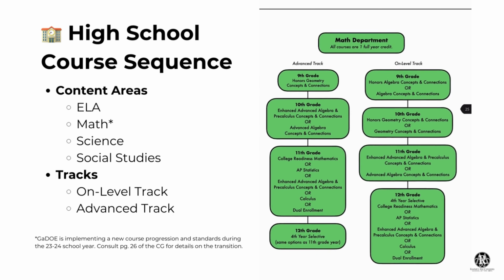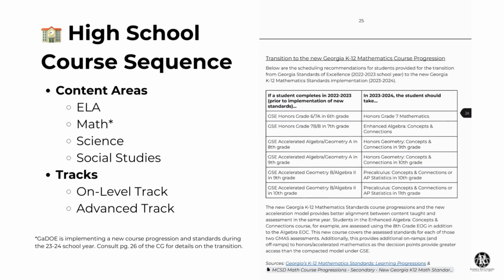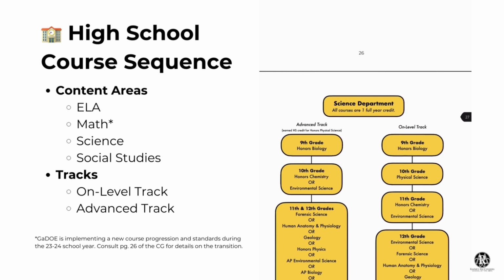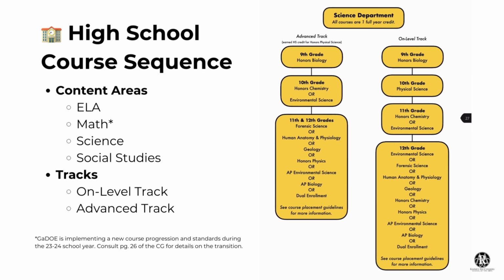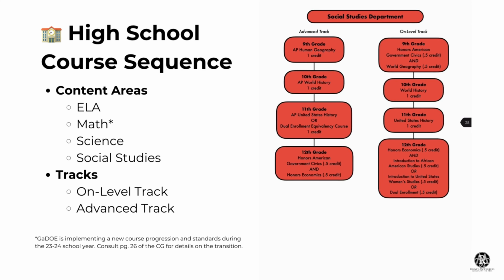Visuals of the 4-year high school course sequence have been provided to demystify the registration process. The ELA, Math, Science, and Social Studies visuals include 2 tracks to allow for various levels of achievement and interest. Please be sure to take time to read about the changes to the math curriculum for this coming year on page 26 of the guide.